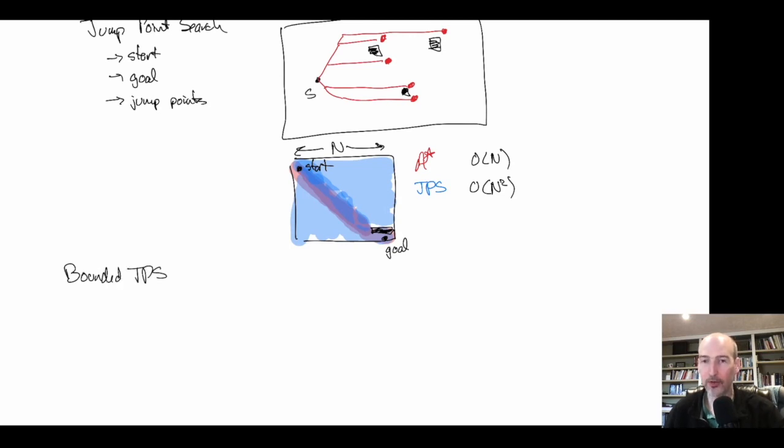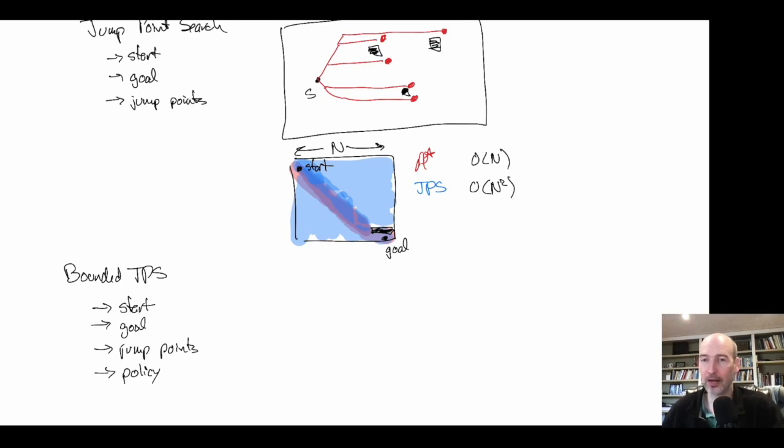And what bounded jump point search says is, look, I'm willing to jump, but I'm going to limit how far I'm willing to jump. So this is just jump point search. I generate the start, I generate the goal, and I generate the jump points. And then I'm going to have some policy that's going to tell me how far I'm willing to jump. For instance, I might say I'm willing to jump 4 steps.